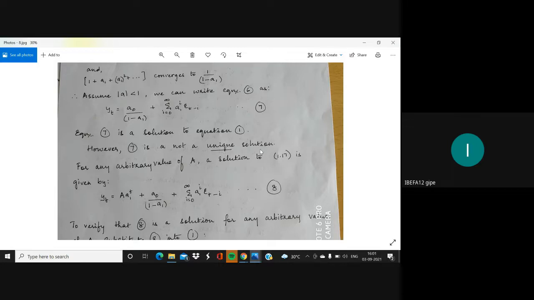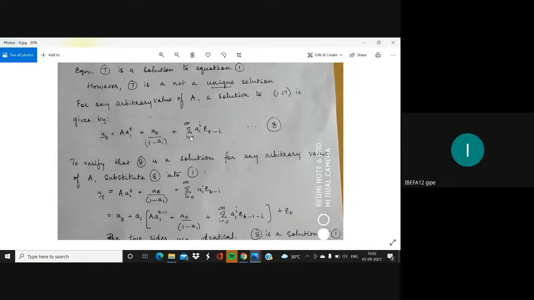Now, for any arbitrary value of a, a solution to equation 1 is given by this term. Now, why am I saying this? Here you'll recall how we wrote the solutions for different equations, that a b raised to the power t term was coming in there. So this is taking a similar form. So for any arbitrary value of a, the solution to equation 1 will be given by this equation, equation 8.